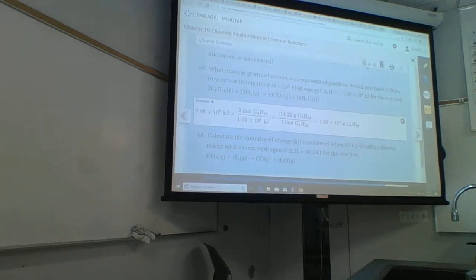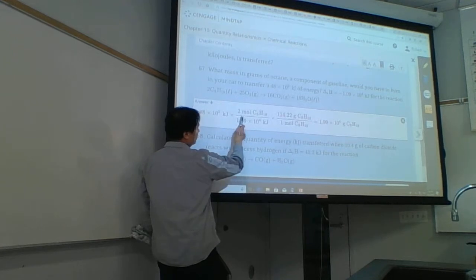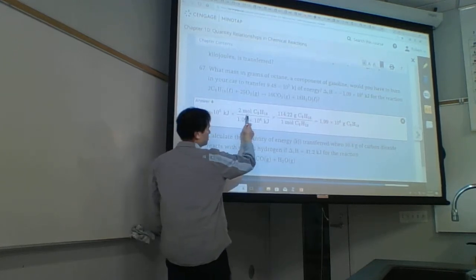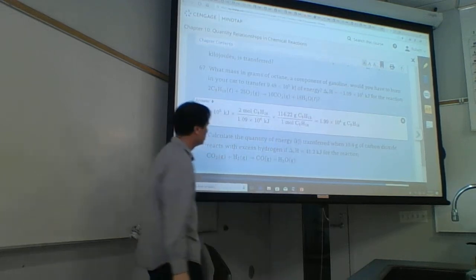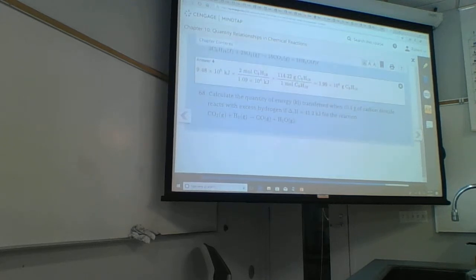And so we start off with 9.48 times 10 to the 5 kilojoules, that's what's given. And then for every 2 moles of octane, we get 1.09 times 10 to the 4 kilojoules, and then just go from moles to grams. Gives us grams of octane there. 68, the quantity of energy in kilojoules transferred when 10.4 grams of carbon dioxide reacts with excess hydrogen. Delta H, this is endothermic.